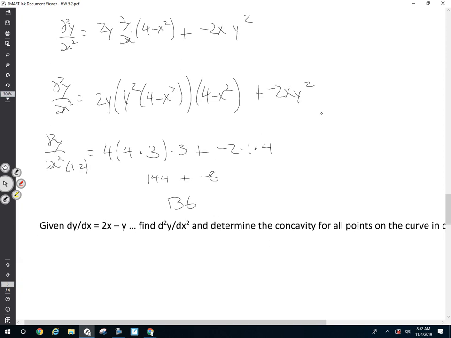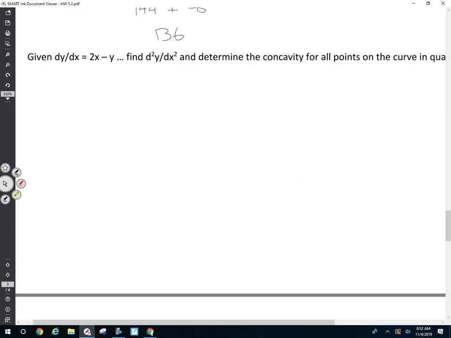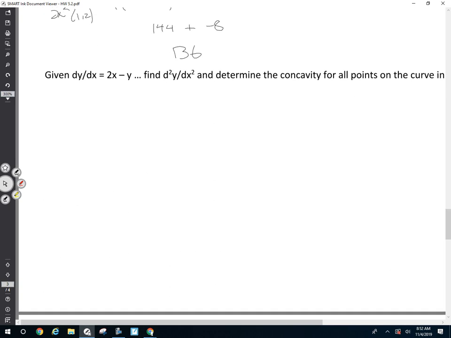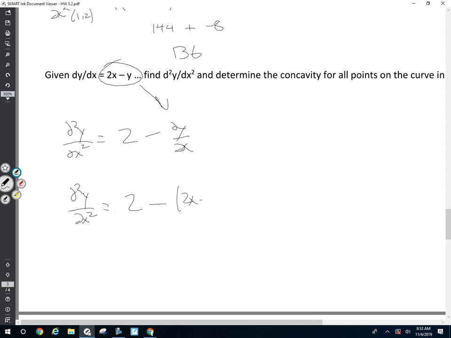Okay. Given dy dx, find the second derivative, determine the concavity for all points in quadrant 2. Okay, well, let's just start by finding the second derivative, d squared y over dx squared. I get 2 minus dy dx. All right, well, to really kind of understand what's going to be going on, why don't we find that in terms of x and y. So it's 2 minus dy dx is 2x minus y, so minus 2x minus y. So that's going to be 2 minus 2x plus y.